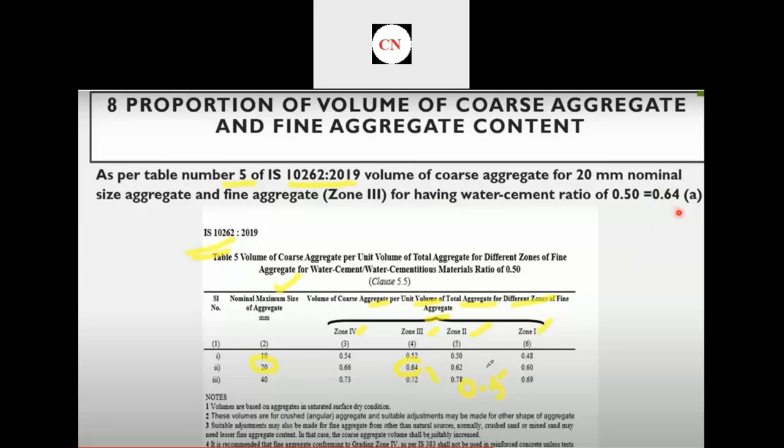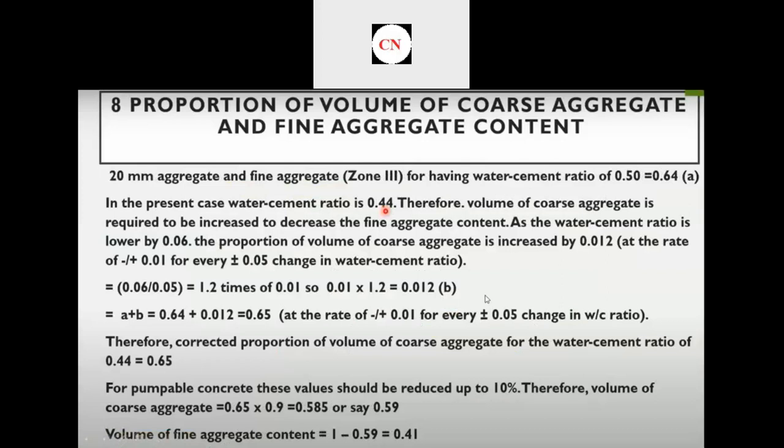Here this 0.5 is not in our design procedure. In the previous steps we have considered a water cement ratio lower than this, which is 0.44. Now for this reduced water cement ratio we have to do the correction. So we have to take the correction factor. What is that?